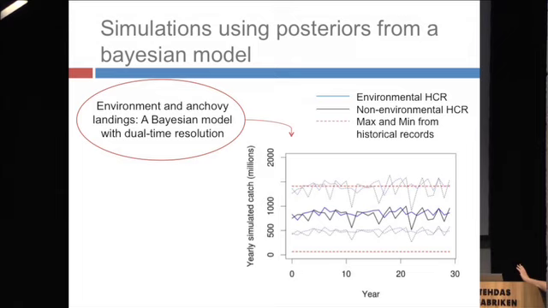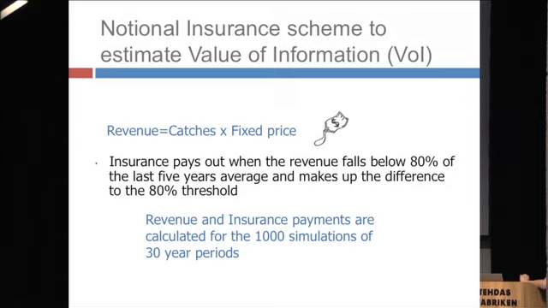Okay, now that we have all the catches simulated with the environmental harvest control rule and with the non-environmental harvest control rule, we can compare using the insurance scheme to estimate the value of information. For all the simulations, we calculate the revenue just with the catches and a fixed price, and we calculate the insurance payments. The insurance company is going to pay when the revenue falls below 80% of the last 5 years average, and it is going to pay the difference.